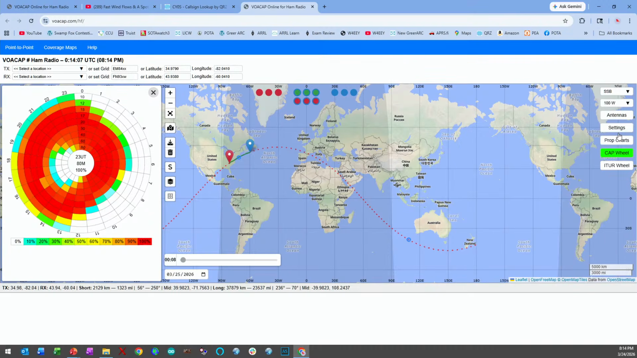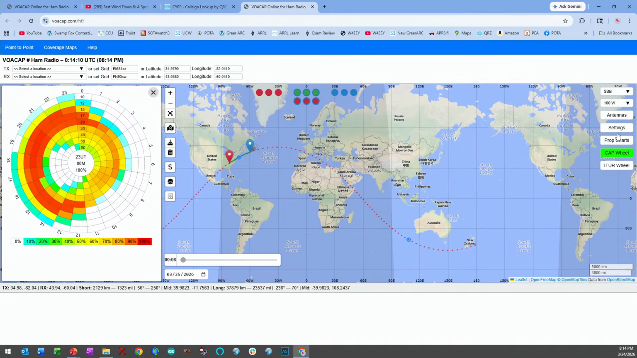Why is there a sudden drop off after like 1 hour? It goes from 60% to 0. Well, it's because the ionosphere is drying up. We're going into the dark side or the light side of the Earth, and those changes can be pretty sudden. So we're back to single sideband at 100 watts, and we noticed how a lot of the reds disappeared.